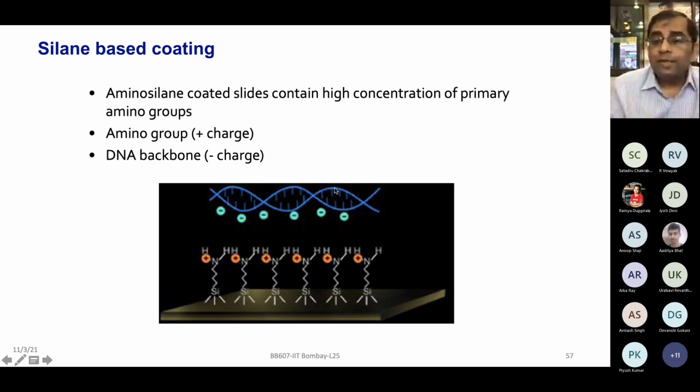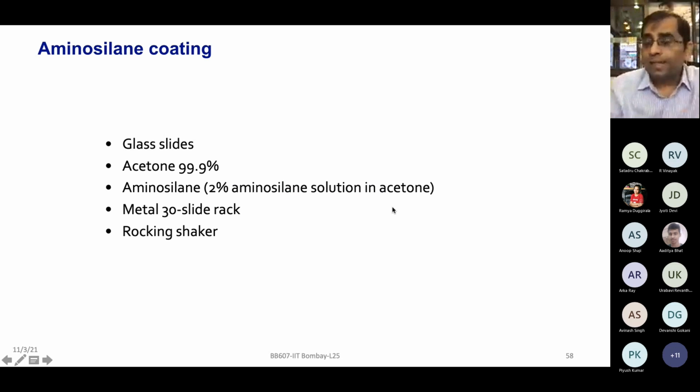For example, what we are talking about here: if you coat your glass slide with aminosilane, one chemical which will add the amino group on your surface on the glass slide, and the DNA which you have purified has a negative charge. With that positive and negative interaction, when DNA is put on top of the aminosilane-coated slide, it is going to quickly adhere. So this became a very straightforward way of coating the slide.